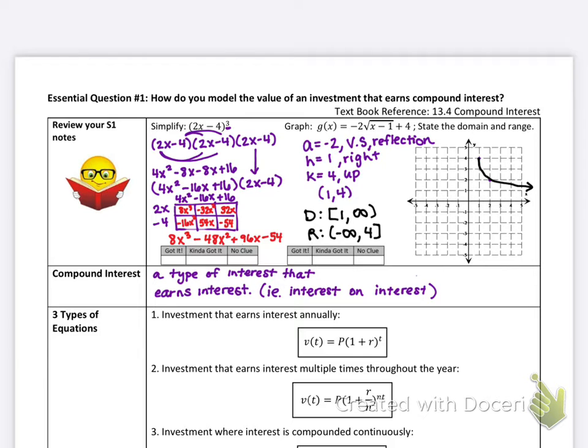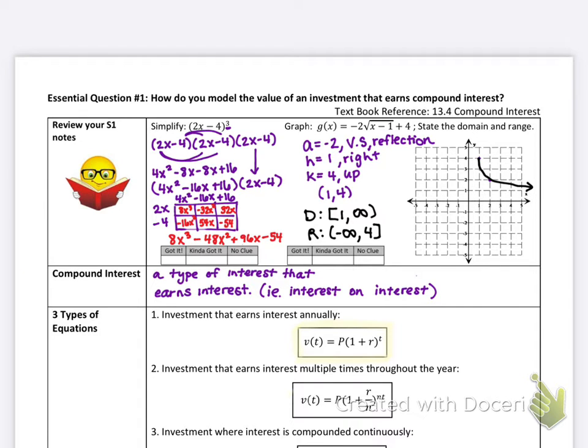And so compound interest is basically how the rich keep on getting richer. The more money that you're able to put into the account, the more interest you're going to earn, and thus more interest the following year. And so there are 3 different types of formulas that we use to calculate compound interest.